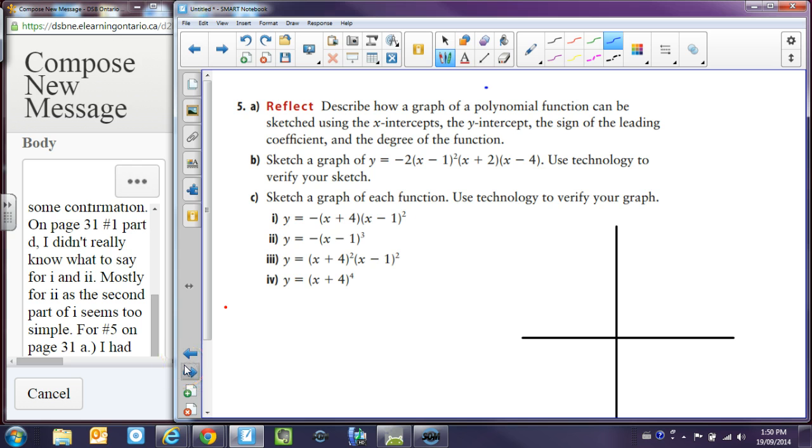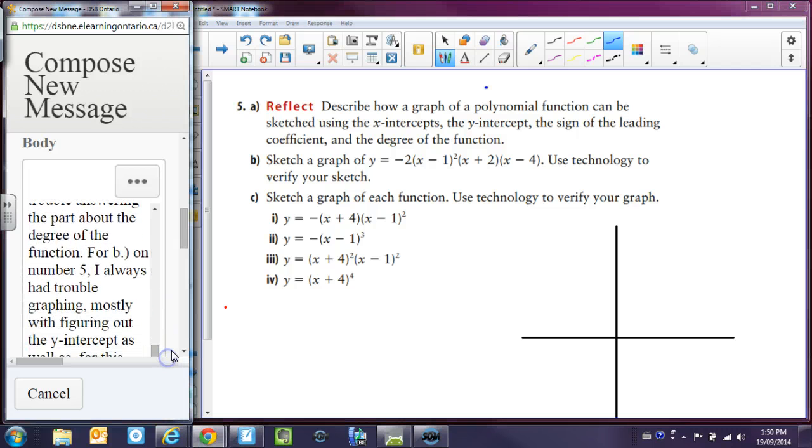So that leads us to number 5, which was basically sketch this graph. And I think you mentioned 5b specifically. So we'll look at it and determine, because there is a bit of a difference between it and the one we just did. So this, I guess we've kind of covered, right? Describe how a graph can be sketched using x-intercepts, y-intercept, and the sign, and so on. So we'll just look at this one. Forget about explaining it, but let's do it.